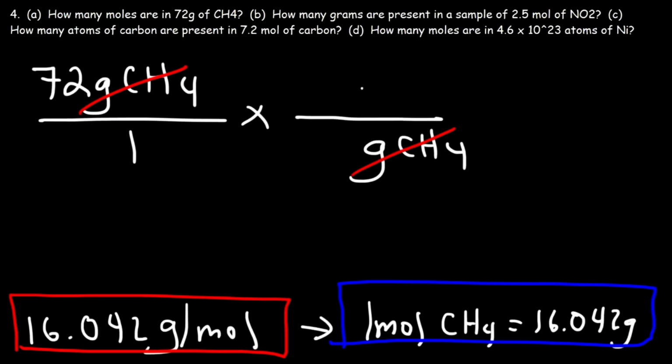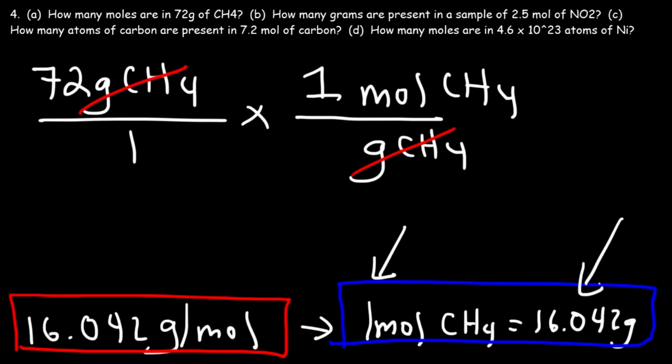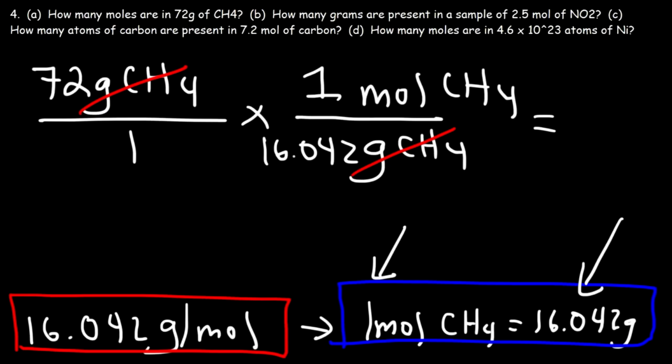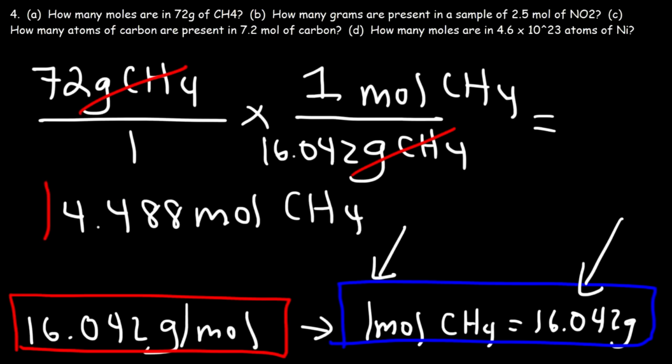And if grams is on the bottom, then moles of methane must go on the top. Now the number that's in front of the moles of methane is a 1, and the number in front of the grams is 16.042. So that's the way we need to set it up. Now we need to divide because we have a number on top and a number on the bottom. If we had 2 numbers on top, then we would multiply. So to get the answer, it's going to be 72 divided by 16.042. And so it's 4.488 moles of methane. So that's how you can convert from grams to moles.